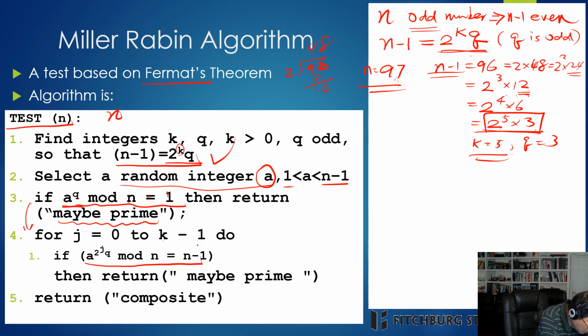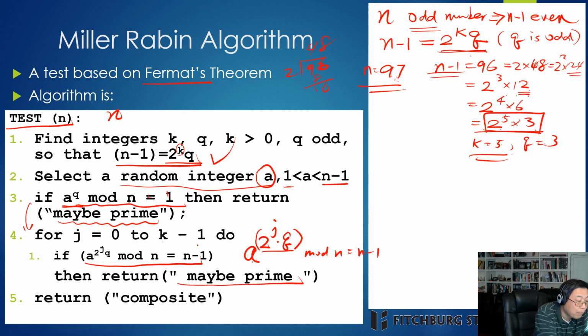Read this very carefully. If a to the 2 to the j times q, so that's the power of a, mod n is n minus 1, then we return maybe a prime. For each j, we start from j equals 0, and if this is true for any j between 0 and k minus 1, then we return maybe prime.